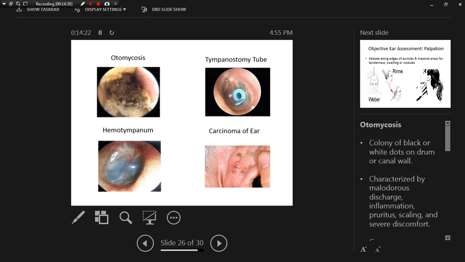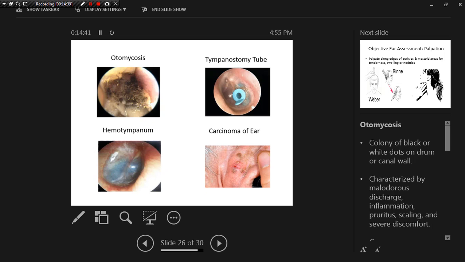So this is a hemotympanium, or kind of a bloody eardrum. Some of these patients can actually collect blood behind the eardrum if they've had head trauma, skull fracture. So they can have bleeding behind the eardrum, and it looks blue behind it.